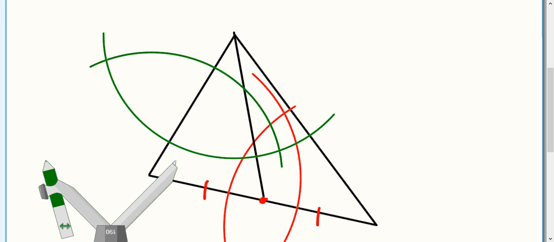And then use your straight edge to find the midpoint. And then use that midpoint to draw the vertex, to draw the median. Because these sides are congruent.